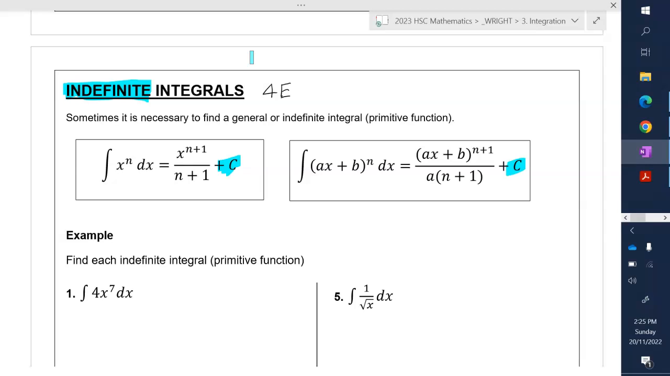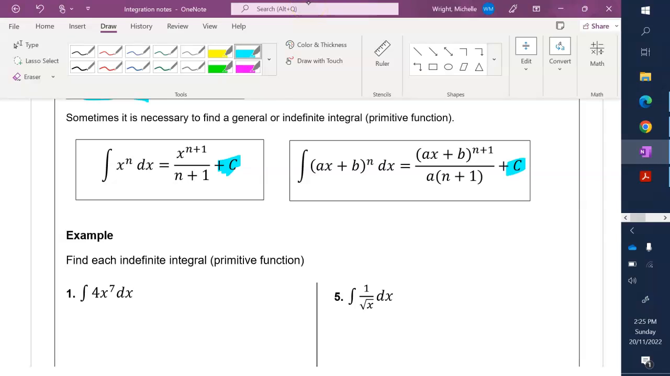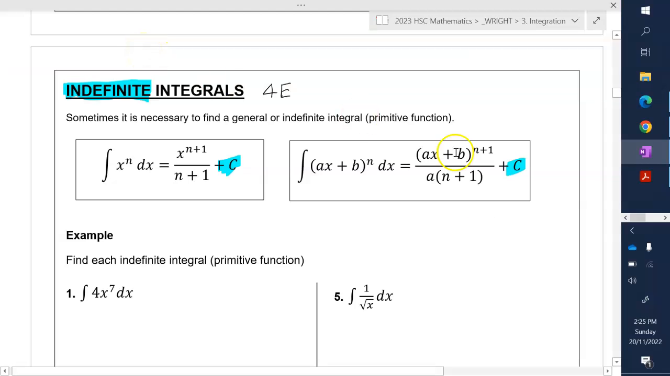So when I'm finding the primitive of ax plus b to the power of n, I'm still going to add 1 to the index, so I get n plus 1, and I'm still writing that function in there. I'm still dividing by that new power, n plus 1, but you'll see there's an extra a here. What I need to do is differentiate ax plus b, and I will get a, and that a also goes down the bottom. So that's our rule if we have an integration of a function that has a power to it. Now let's work through the examples here.